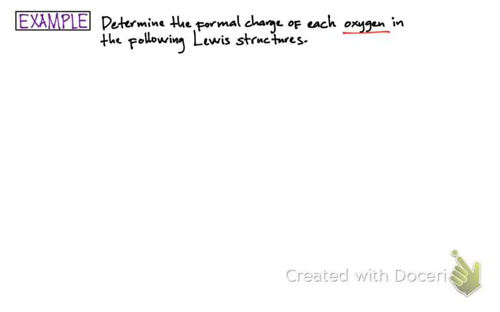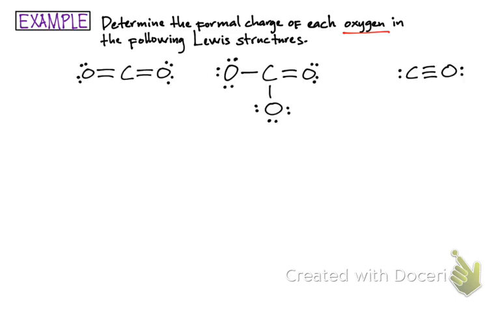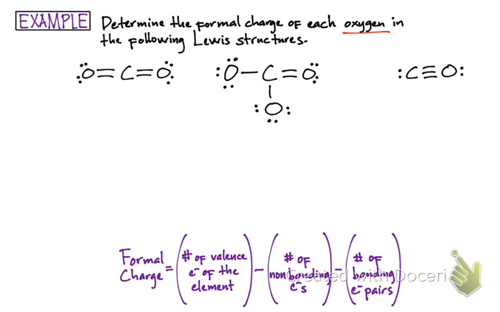Let's look at some examples here and apply the concept of formal charge. Here are three different molecules containing the elements carbon and oxygen. Determine the formal charge for each oxygen. Here's the formula for the formal charge.